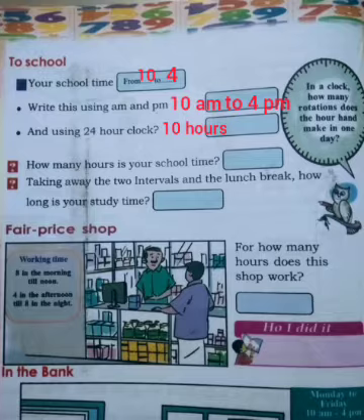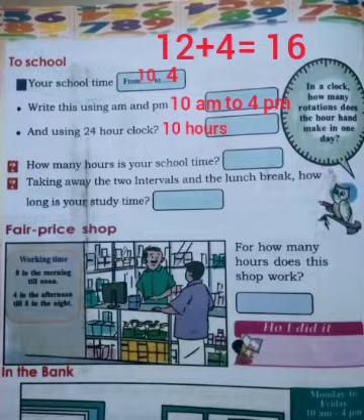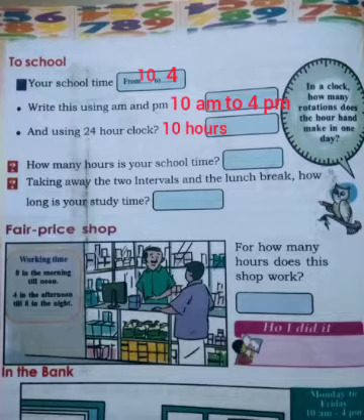Yes, 12 plus 4. Do you remember how to convert the 12-hour clock system to the 24-hour clock system? Yes, let us add the given time to 12. Here the given time is 4 PM. So we get the answer by adding 12 plus 4. What is the answer? 12 plus 4 is equal to 16. So the time in the 24-hour clock system is 10 hours to 16 hours.